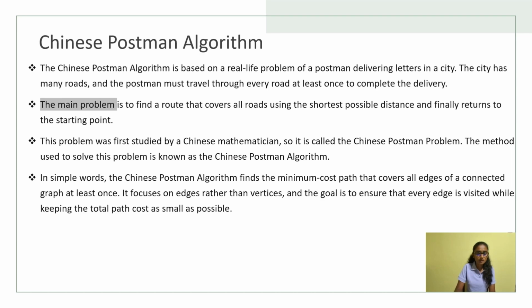What problem does it solve? In simple words, the Chinese Postman Algorithm finds the shortest path that covers all edges of a graph at least once and returns to the starting node. These are the important points. First, it works on graphs. Next, it focuses on edges, not vertices. Third, every edge must be visited at least once. Finally, the path should be minimum cost.